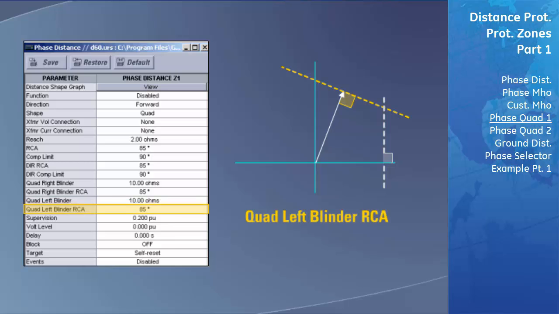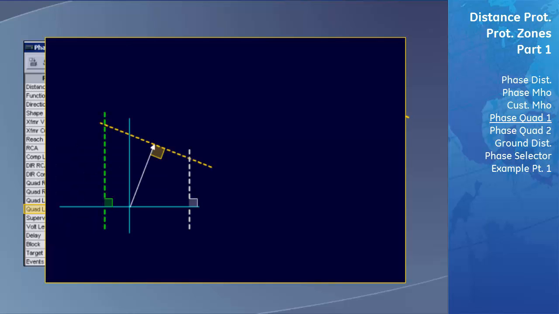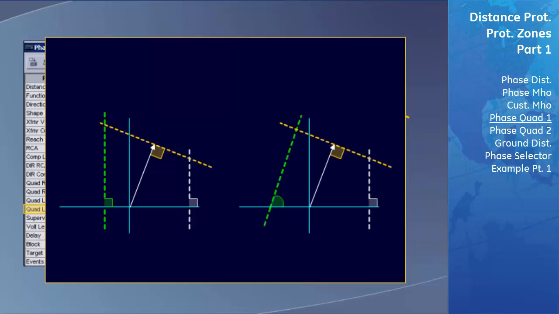The left quadrilateral blinder reach characteristic angle is labeled quad left blinder RCA. This setting determines the angle of the left blinder. It is configured in degrees and is also specified in degrees from the positive direction on the x-axis, not the negative direction. An angle of 90 degrees will result in a left blinder that is perpendicular to the x-axis. An angle less than 90 degrees will result in a left blinder that covers more of a resistive area towards the x-axis. This setting, along with the quad left blinder setting, establishes the maximum amount of negative resistance impedance that will be included in the quadrilateral zone of protection.